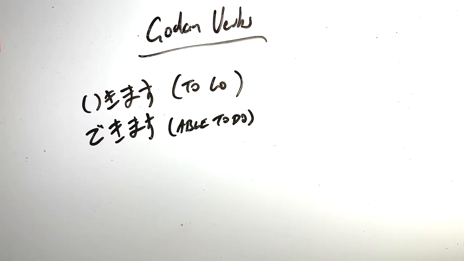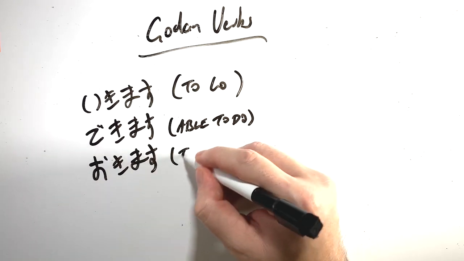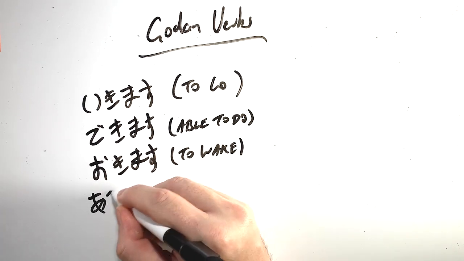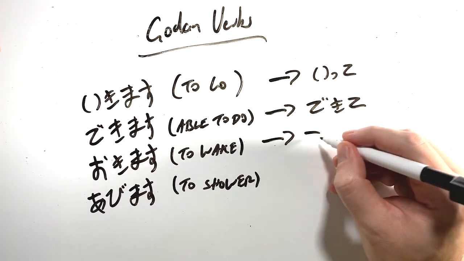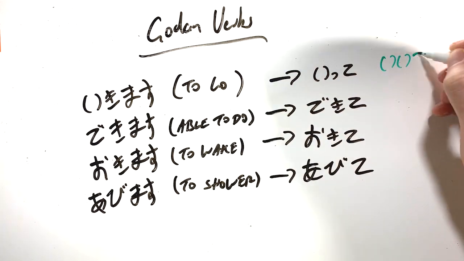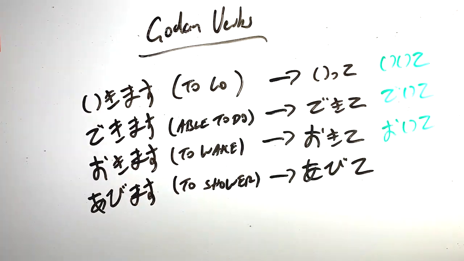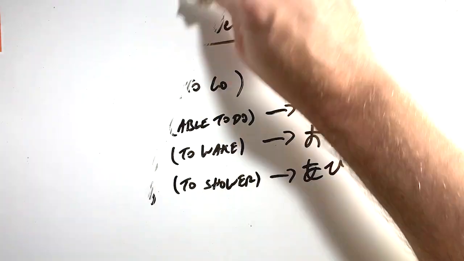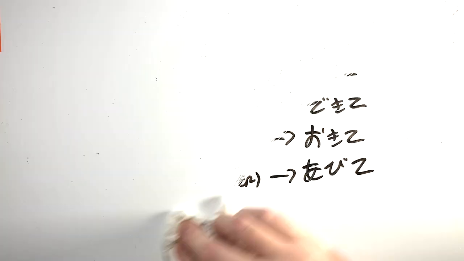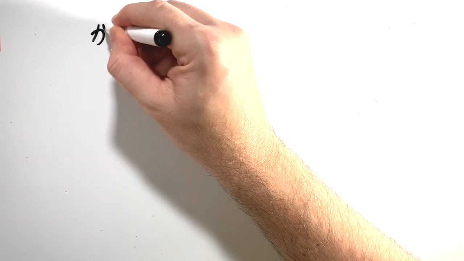So these are some of the most common exceptions. Ikimasu, to go; dekimasu, able to do; okimasu, to wake; and abimasu, to shower. These ones are exceptions because if you were to apply the rules, you'd actually end up with what's in green, and all of that is wrong. If it seems like it's a lot to remember, it's not really. The rules are really consistent.